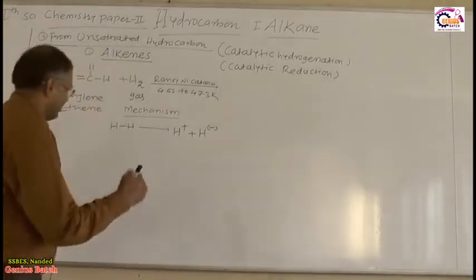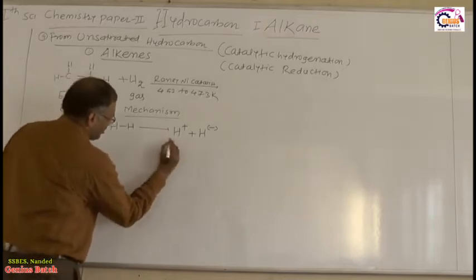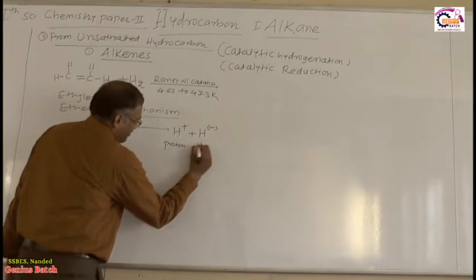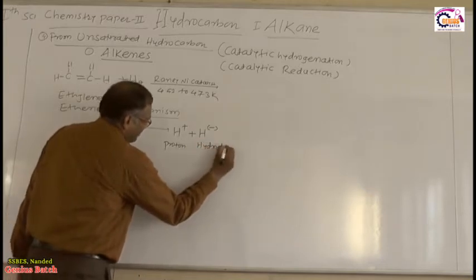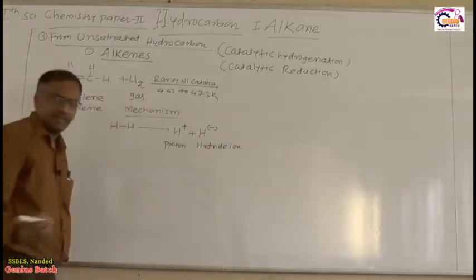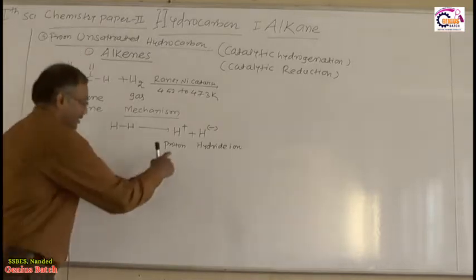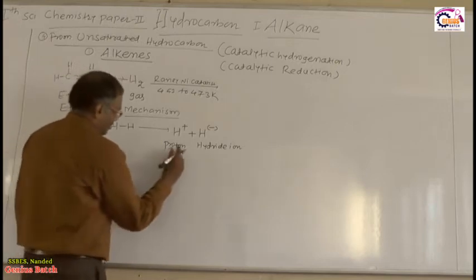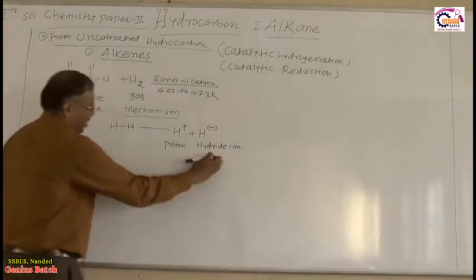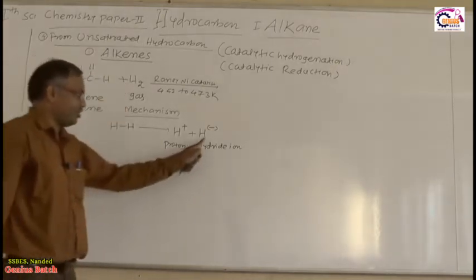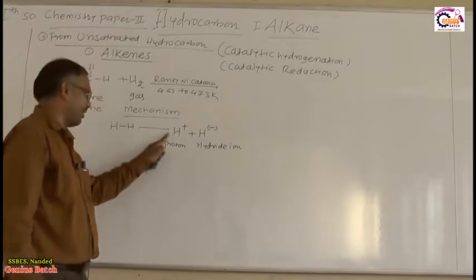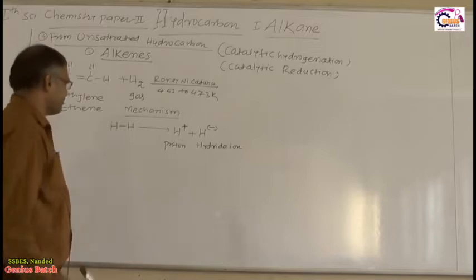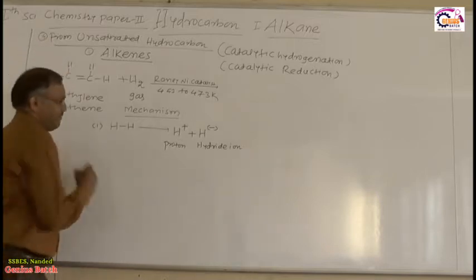Therefore, this hydrogen is ionized to produce H plus, which is called a proton, and H minus, which is called a hydride ion. This is the proton or protonium ion, and this is the hydride ion. Hydrogen negative is called hydride ion, and hydrogen positive is called proton. This is the first step of the mechanism.